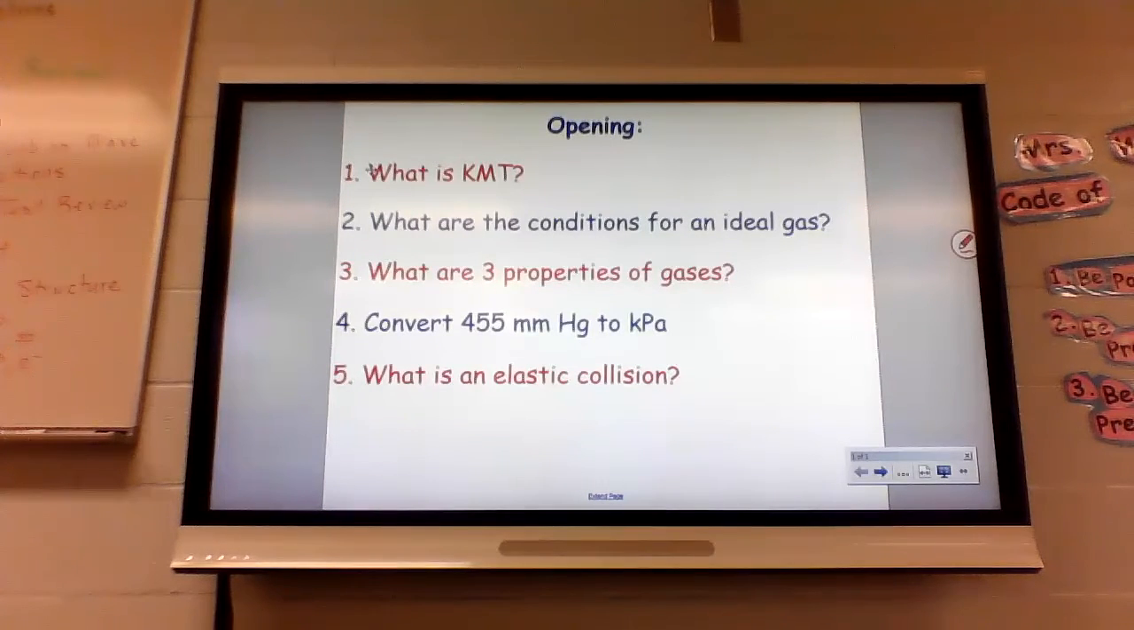All right, so what is KMT? That all particles are in motion. All right, the idea that particles in matter are in motion. It doesn't matter what state of matter, but particles in matter are in motion at all times. All right, what conditions are needed for an ideal gas? Non-polar, low pressure, high temperature.